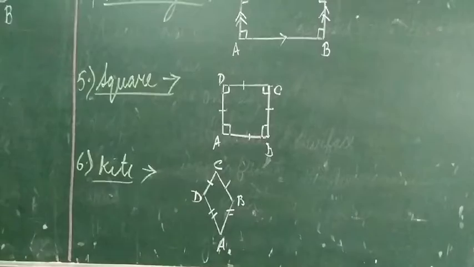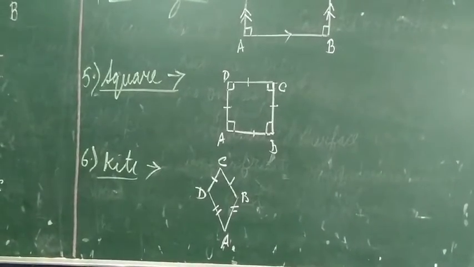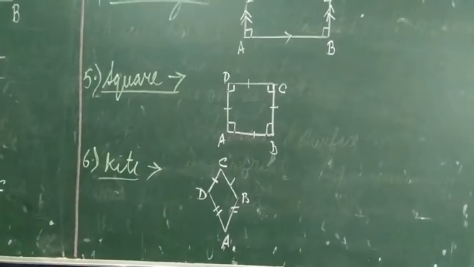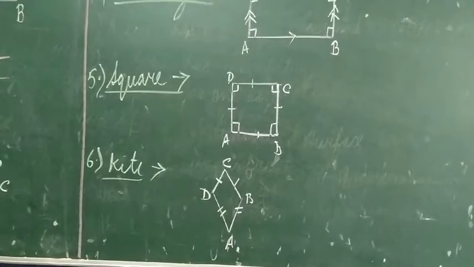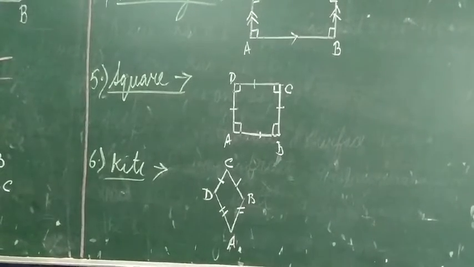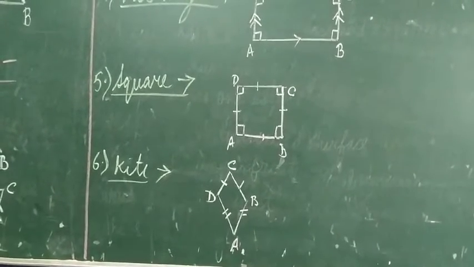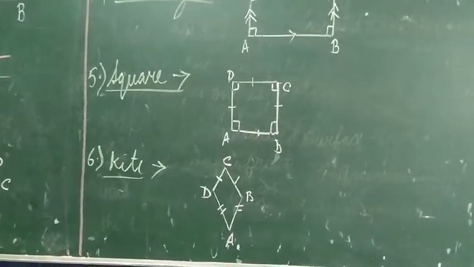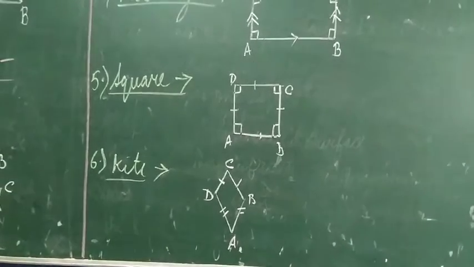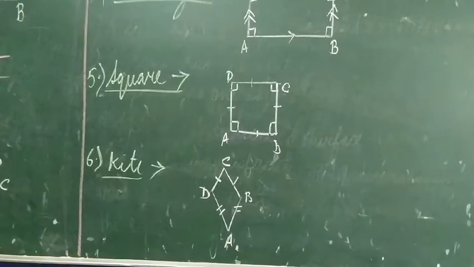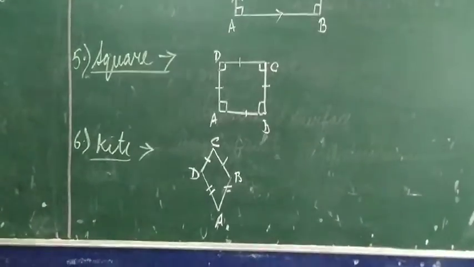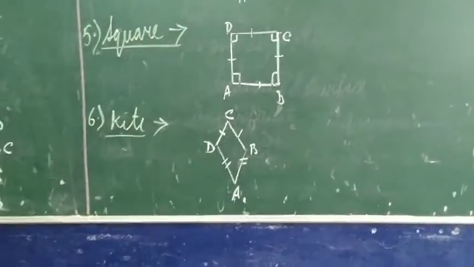But what is the difference between rhombus and square? There is the difference. In a square all angles are right angles, that means 90 degrees, and a rhombus does not have a 90 degree angle each. Okay, come to the next and last type of quadrilateral, that is kite.